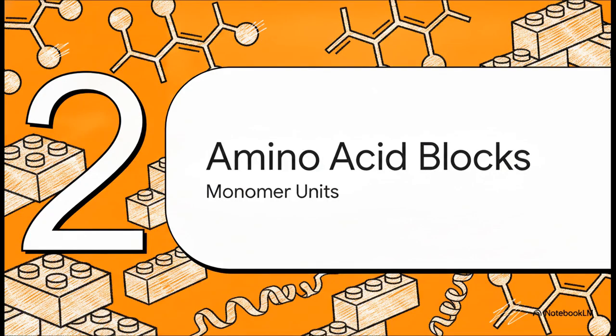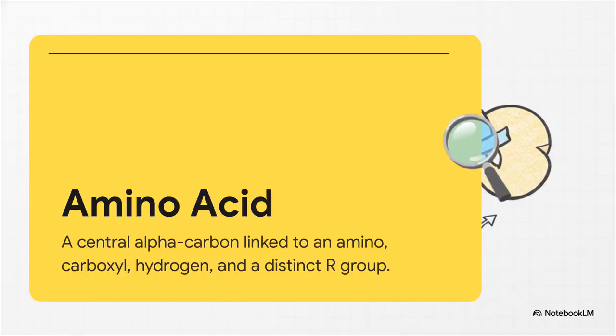Section 2. Amino acids, building blocks. To understand how proteins can juggle all these different jobs, we really need to zoom in on their fundamental monomer units. Every single amino acid has the exact same basic chassis. You have a central alpha carbon bonded to 4 specific groups: an amino group, a carboxylic acid group, a simple hydrogen atom, and then the really important one, a distinctive R group, or side chain. It's this R group that gives each and every amino acid its unique identity and chemical personality.